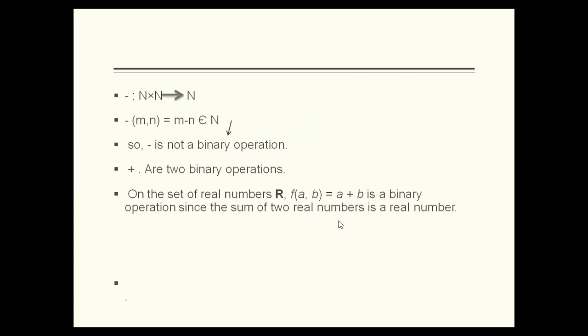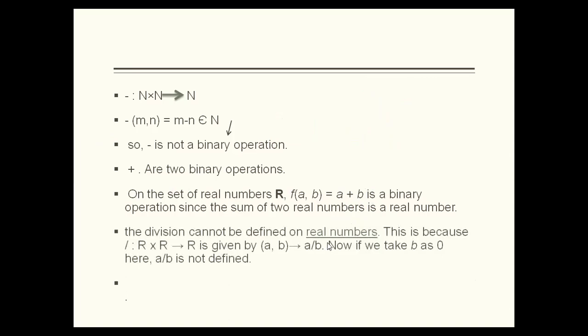And in real numbers, under addition the binary operation always holds, and you have no need to verify it because it is already proven by its statement. So that's why on the set of real numbers a plus b is a binary operation, and division cannot be defined on real numbers. This is also a common fact, like minus. In real numbers, division of two real numbers will not be a real number.